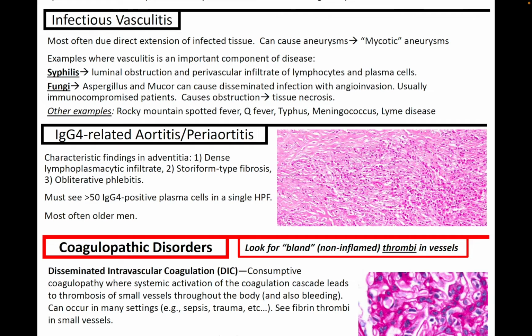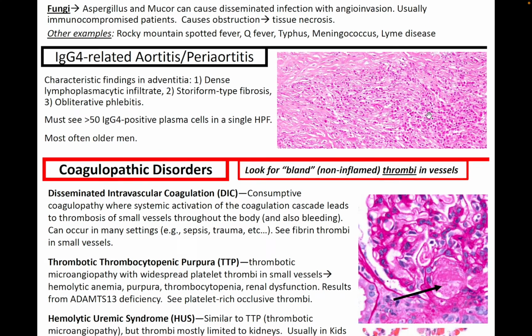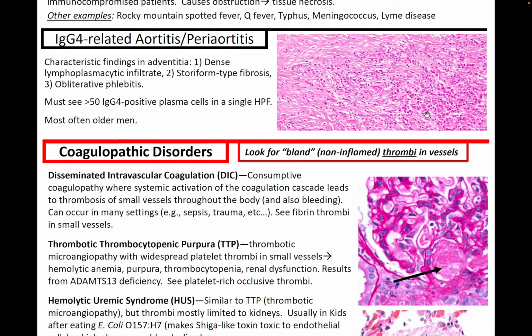For fungi, such as Aspergillus and Mucor, this can cause disseminated infection with angioinvasion. Usually occurring in immunocompromised patients, it causes obstruction leading to tissue necrosis. Some other examples of infectious vasculitides are Rocky Mountain spotted fever, Q fever, typhus, meningococcus, and Lyme disease, all having vascular pathology within their realm of destruction.